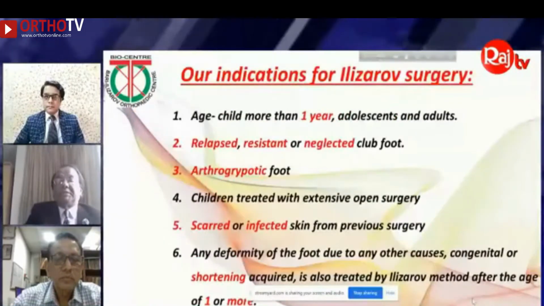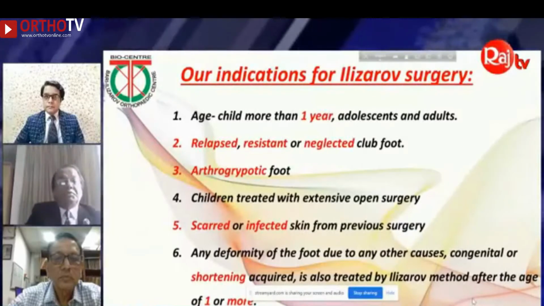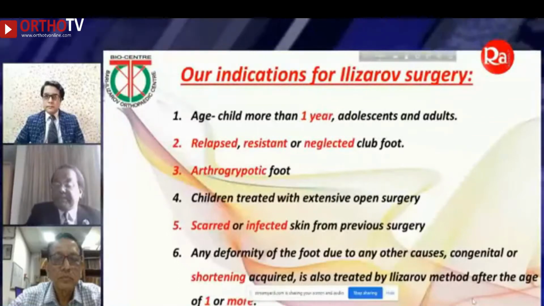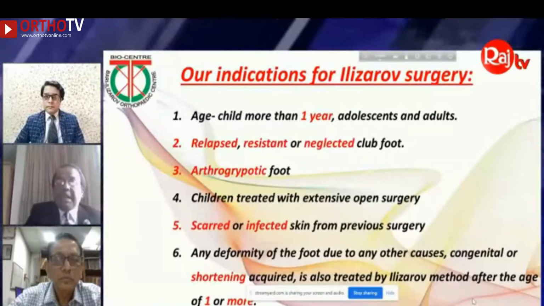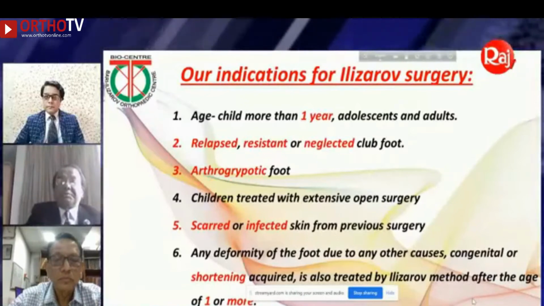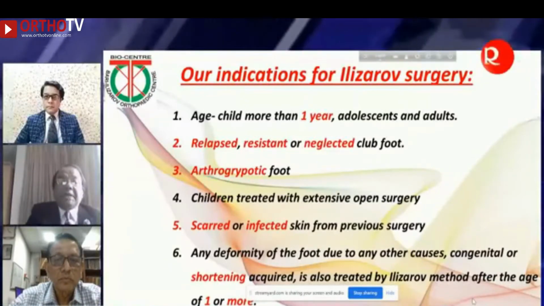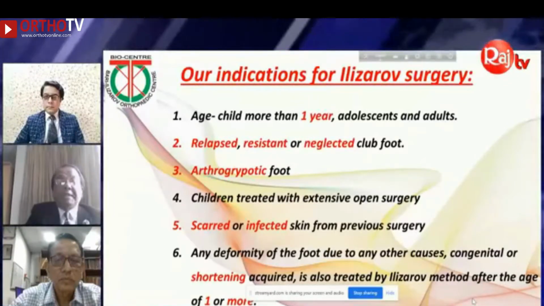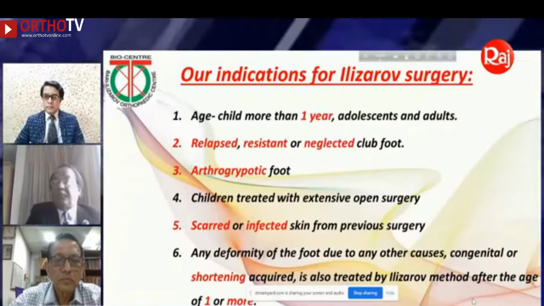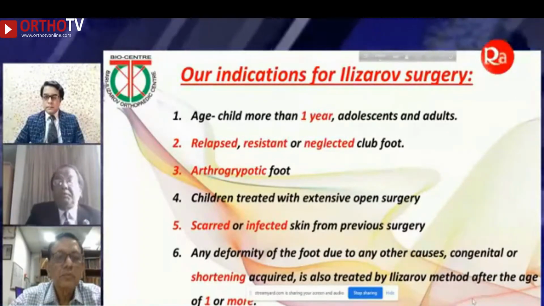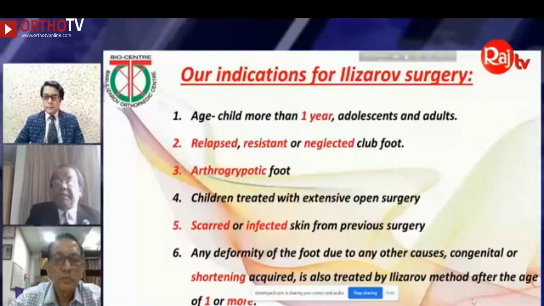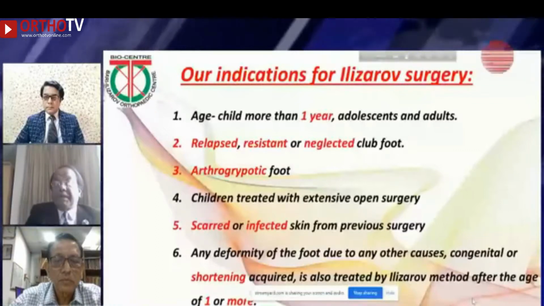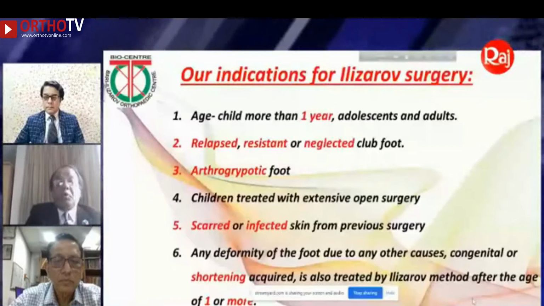So our indications for Ilizarov surgery: age more than 1 year for the resistant and very difficult cases, AMC cases, and adolescents and adults, relapsed, resistant, and neglected clubfoot, arthrogrypotic foot, children treated with multiple open surgeries, scarred or infected skin from previous surgery. Any deformity of the foot due to any other causes, whether congenital or acquired shortening, is also treated by the Ilizarov method after the age of 1 and more.